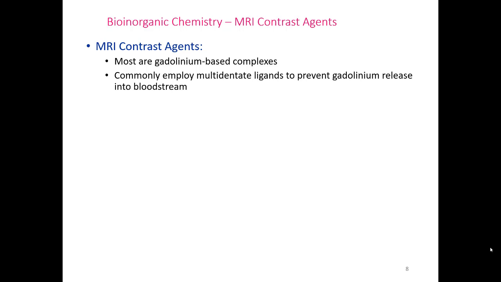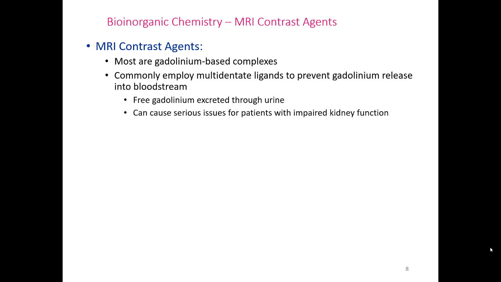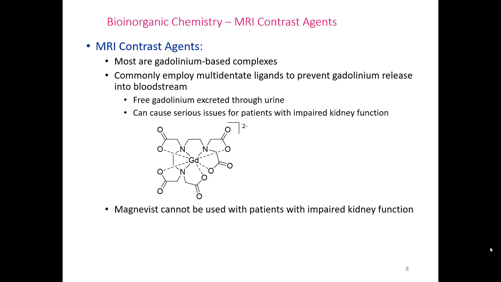MRI contrast agents make use of multidentate ligands to prevent the release of free gadolinium into the bloodstream. This is important because free gadolinium is excreted through urine. And for patients with impaired kidney function, this can cause serious and potentially life-threatening complications. One popular MRI contrast agent is Magnavist, shown above, which has an octadentate ligand. It, however, cannot be used with patients that have impaired kidney function.